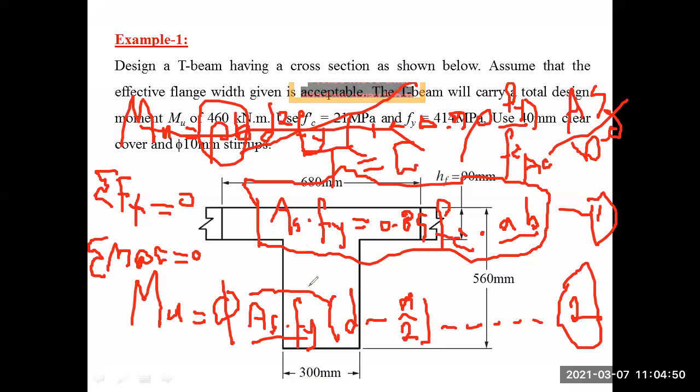So if I know these two equations, would it be good enough for me to solve any analytical or design problem? Yes, you can solve any problem just by having these two equations.